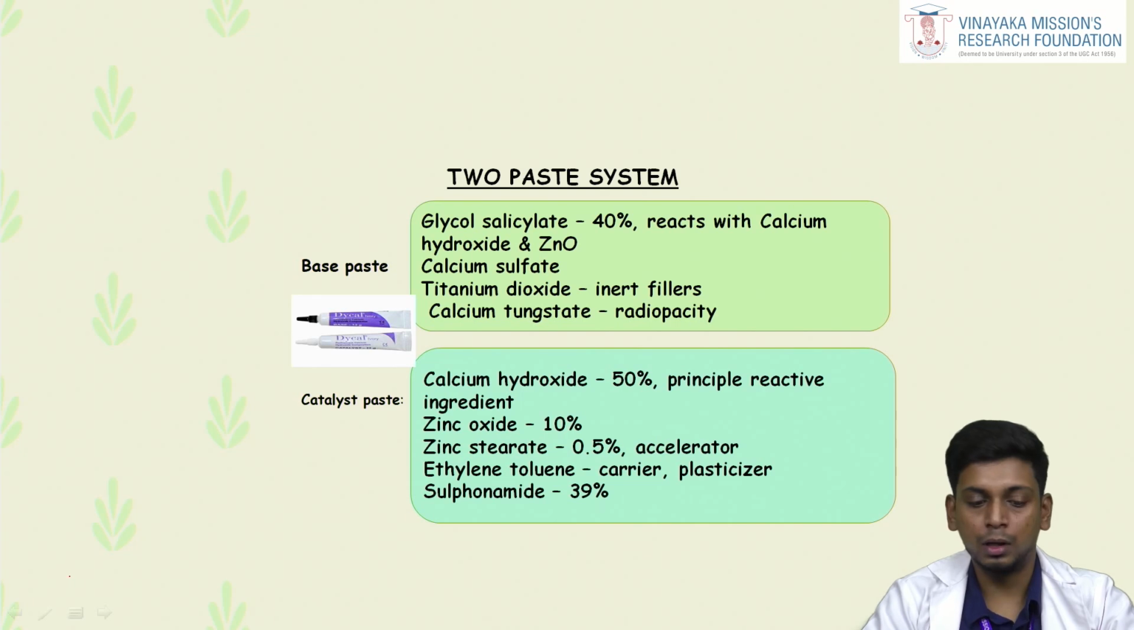Moving on to the catalyst paste, calcium hydroxide 50%. It is the principal reactive ingredient. Followed by zinc oxide, which is around 10%. Zinc stearate is around 0.5%, which acts as an accelerator. Next is ethylene toluene sulfonamide, which is a carrier and a plasticizer.